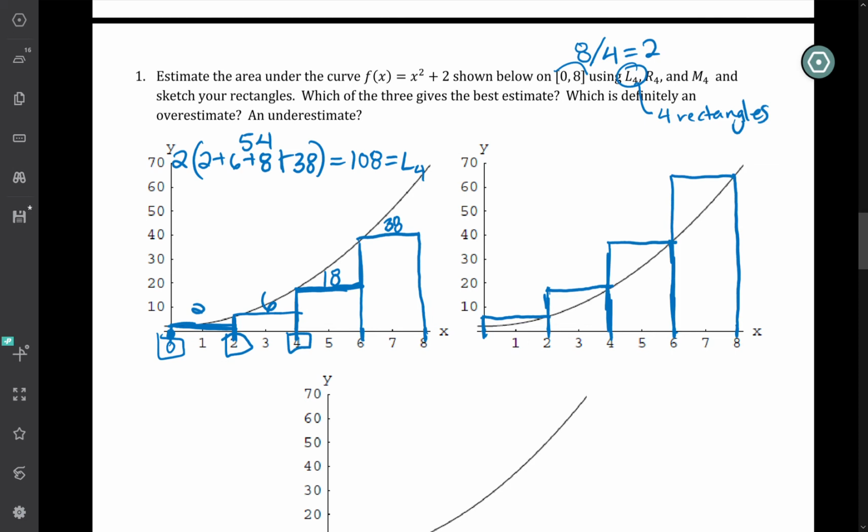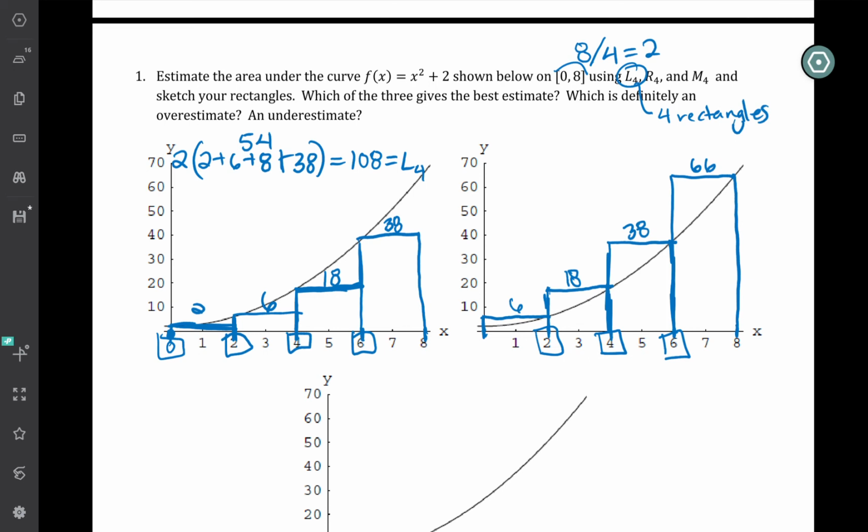Okay, so this time, and again, we've already done some of the work to get the height of the first rectangle. You're going to plug in 2. We already know that that gives us 6. For the second rectangle, you're going to plug in 4, and this is 18. For the third rectangle, you're going to plug in 6 and get 38. And the new one for us is the last one. We're going to plug in 8 and get 64 plus 2, so 66. And we can see that this is clearly an overestimate, no question about it.